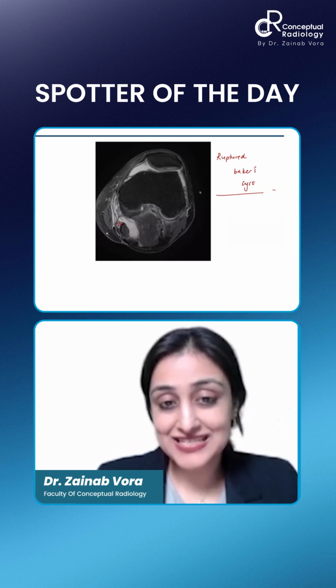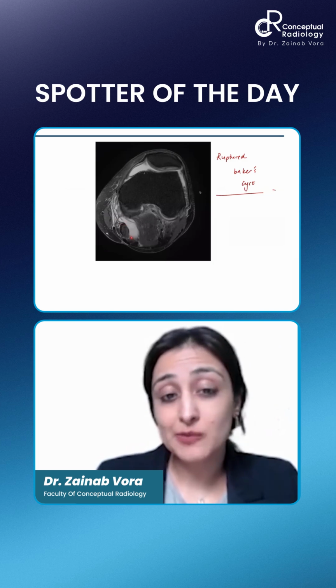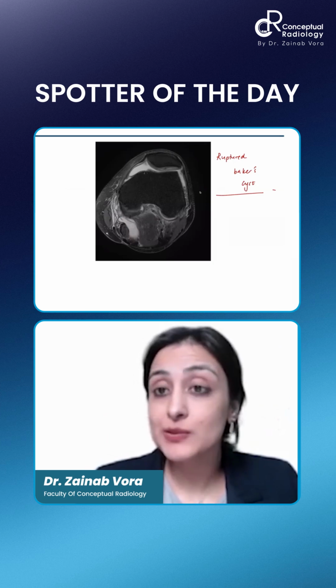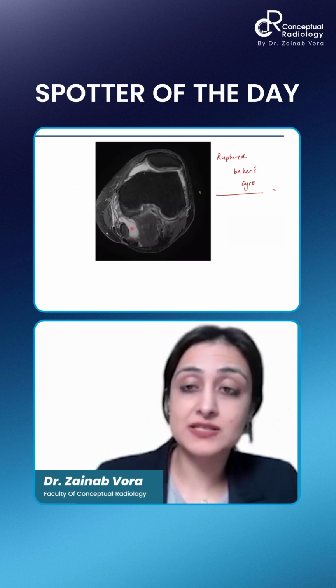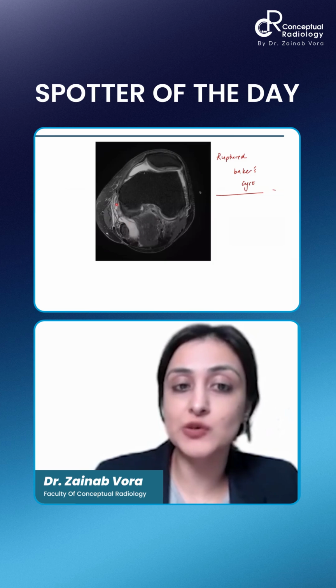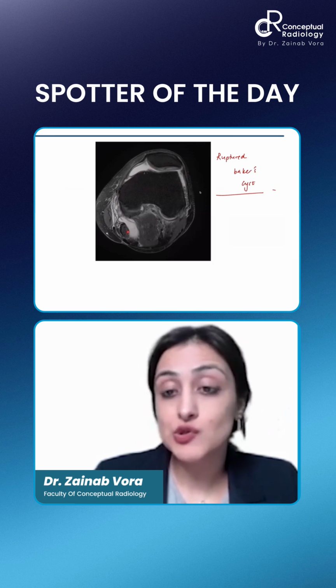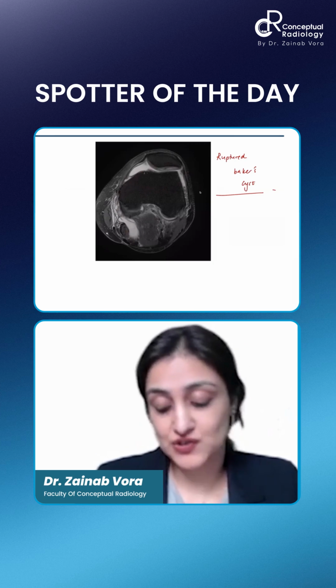You can see that there is some sort of fluid collection, but it's not really the speech bubble that we are familiar with. So what has happened? It is this Baker's cyst which has ruptured, and you can see the fluid tracking along the muscles, and you can also see some sort of joint effusion as well. So this is what is a ruptured Baker's cyst.